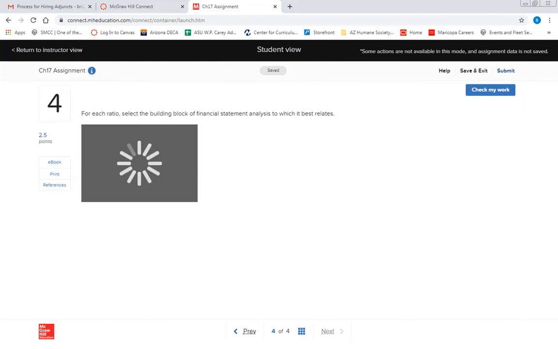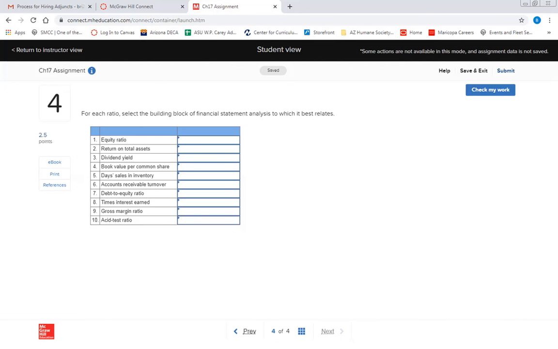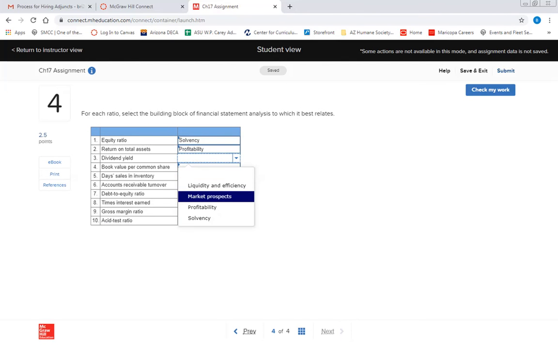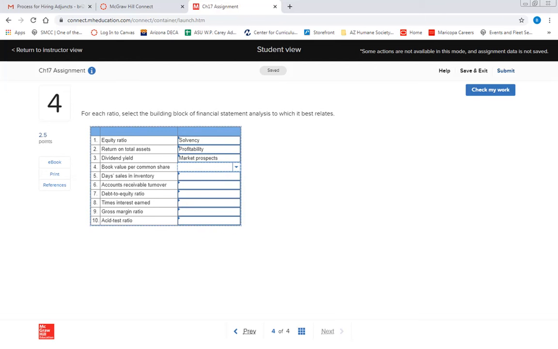All right, on the last one that we're going to look at here, basically this is looking at how these ratios are classified. So like the equity ratio, what is that? Okay, it's solvency. Return on assets, that's profitability. So you come down here and you select it. Dividend yield, market prospects is what that one falls under. Book value per common share, again, that's profitability. And then days sales in inventory would be liquidity and efficiency.